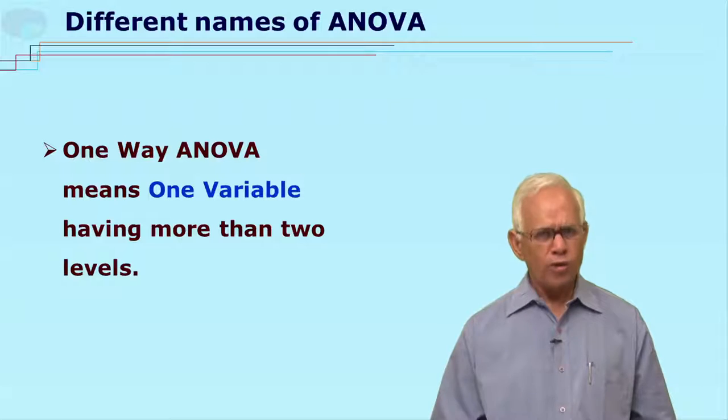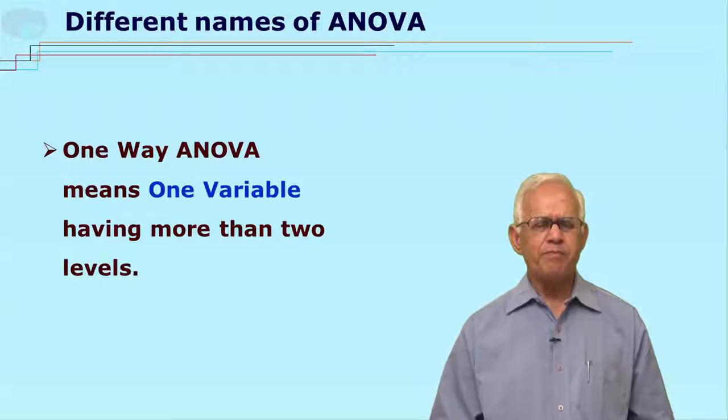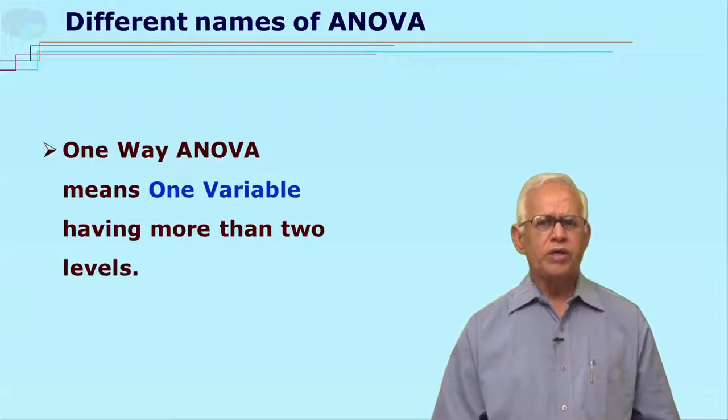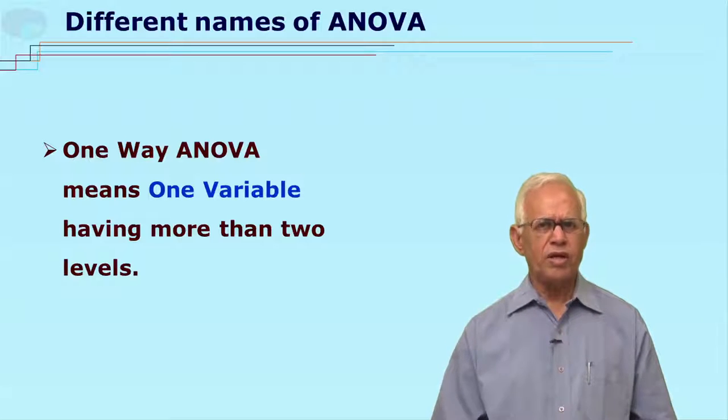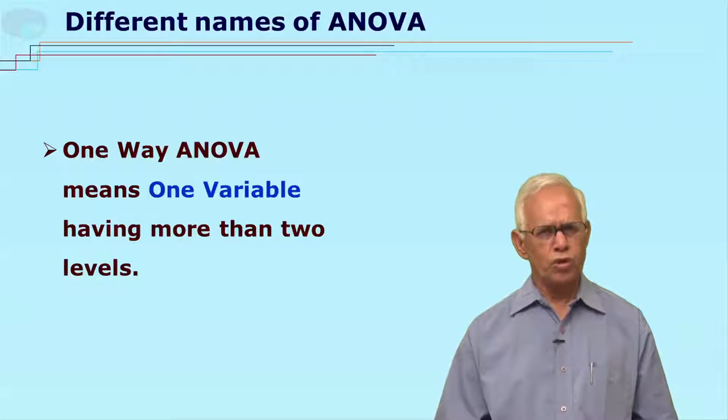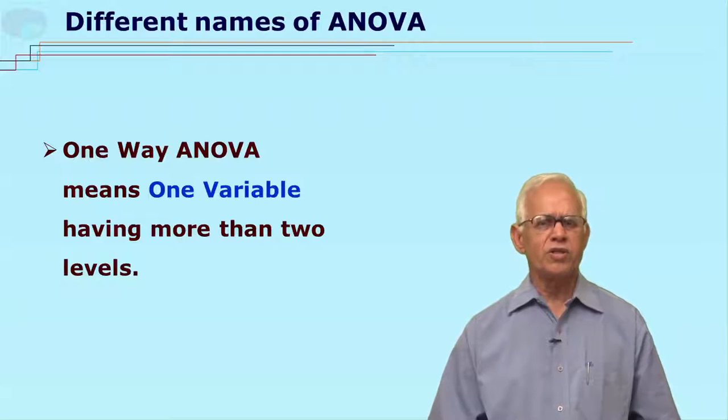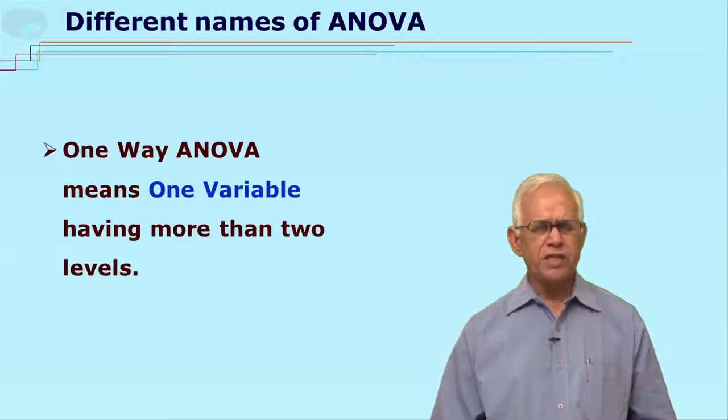schools or more than three schools, and you are interested in comparing the mean scores on the self-efficacy or intelligence or anxiety of the people working in the three colleges or schools or belonging to the three levels of the variable. Since there is only one variable having three levels, this will be called one-way analysis of variance.